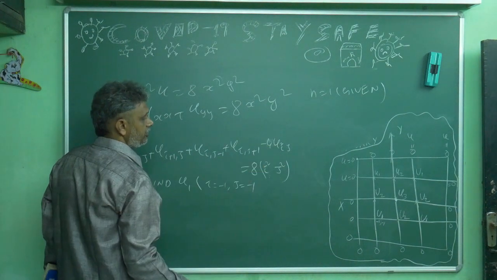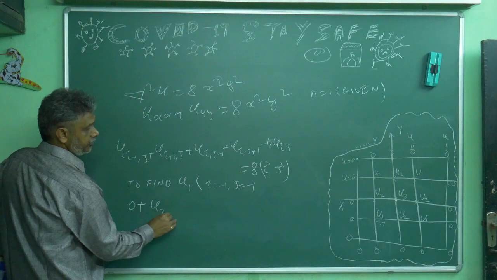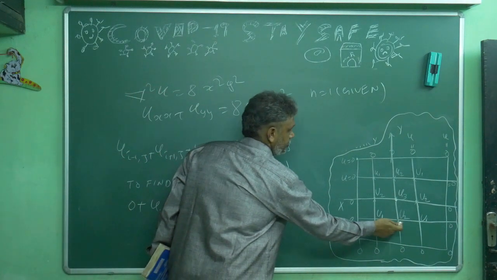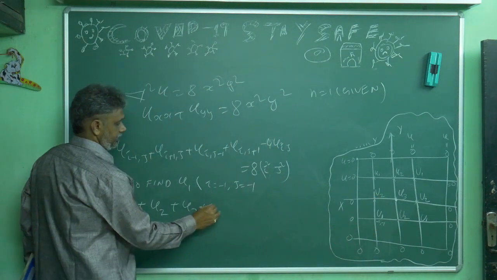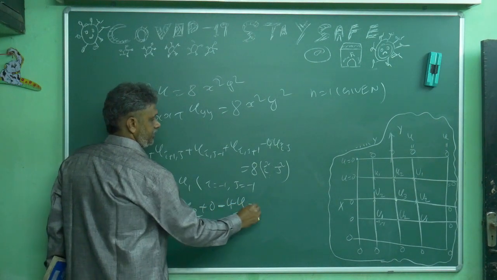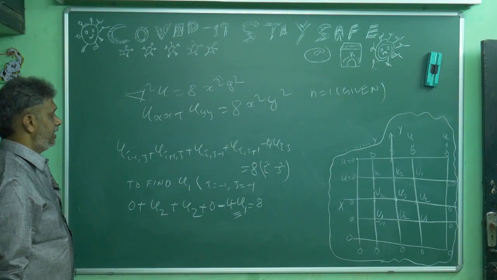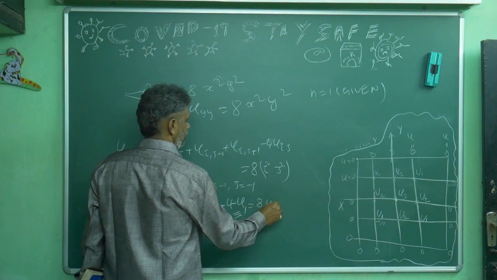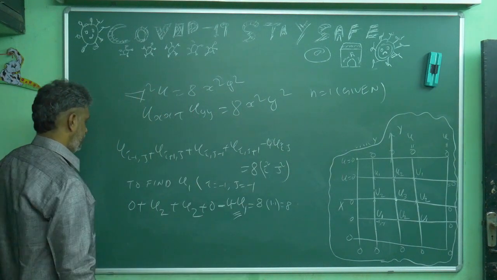Minus 4u1 is equal to what you will get actually, 0 plus u2 plus u2 plus u2 plus u2 plus 0 minus 4u1. This I want actually, is equal to 8 into, now only my i and j will speak. What is my i? Minus 1. j is minus 1, so i squared is 1, j squared is 1, 8.